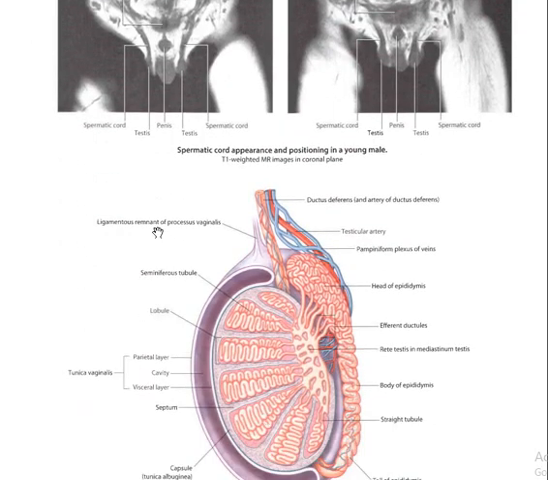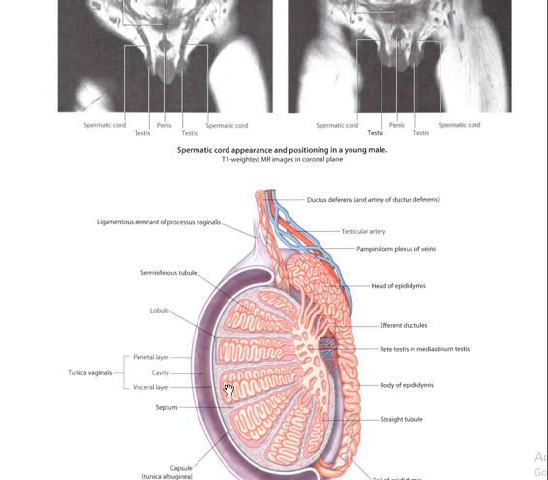So this is the testes here. You have the ligamentous remnant of processus vaginalis here. You have the seminiferous tubulus here. You have the lobule. You have the parietal layer. You have the cavity. You have the visceral layer. Here you are going to have the septum.